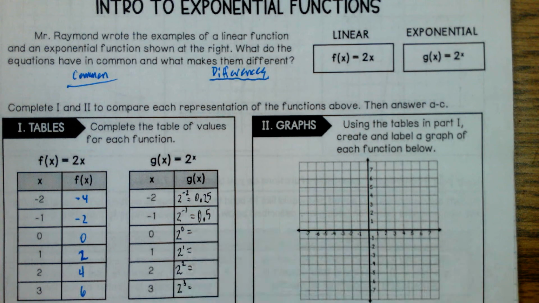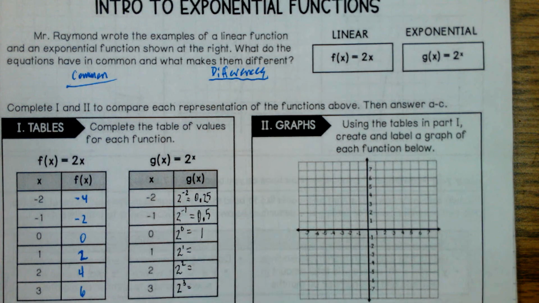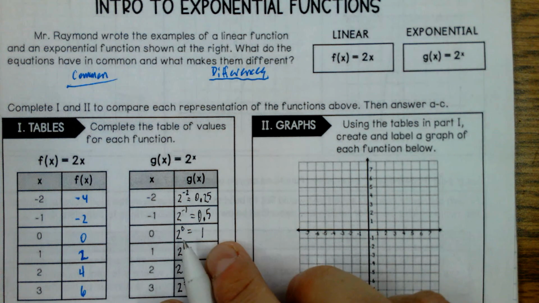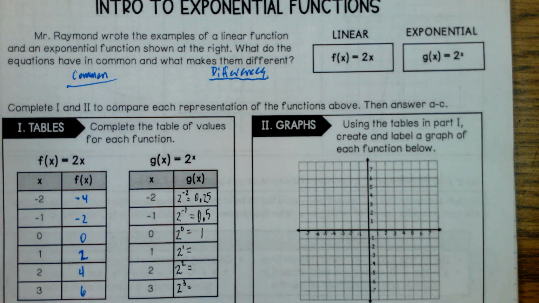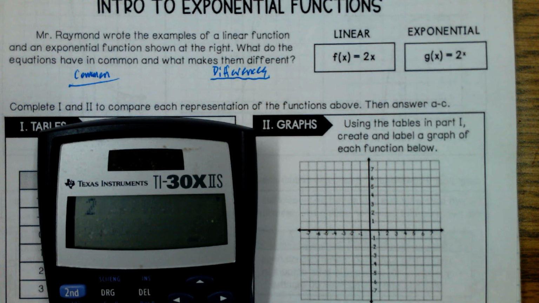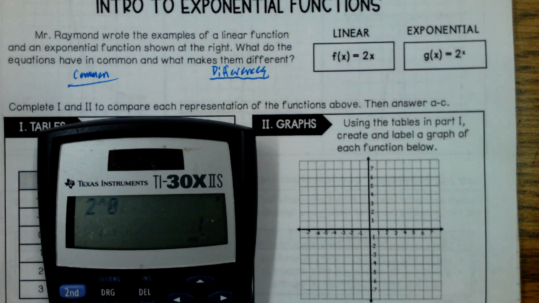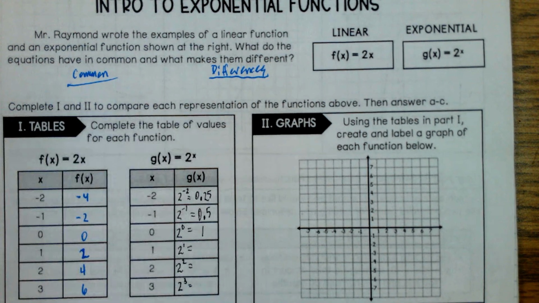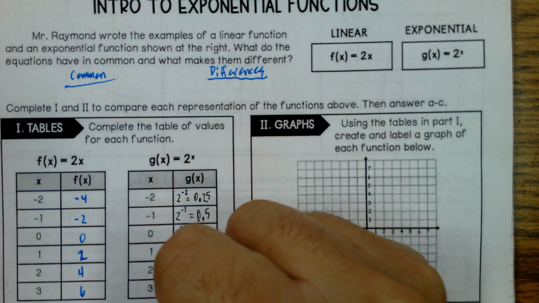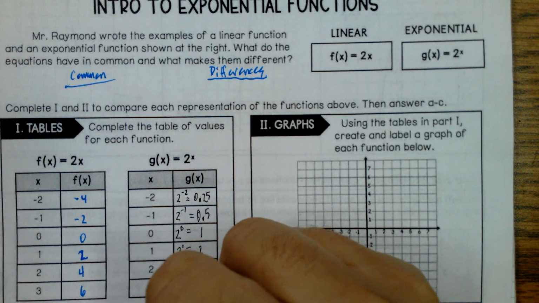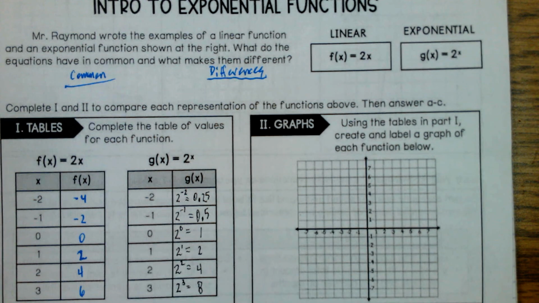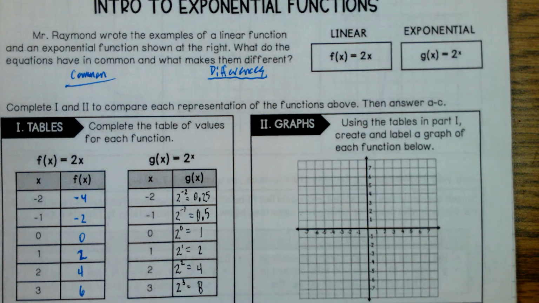2 to the 0, or any number to the 0 is, of course, 1. And that's going to be an important fact for us. Yeah, 2 to the 0 is 1. You could verify that on your calculator. It's 1. 2 to the 1, 2. Oh, that's easy. 2 to the 3rd, 8. Okay, so now let's take some time and plot those.